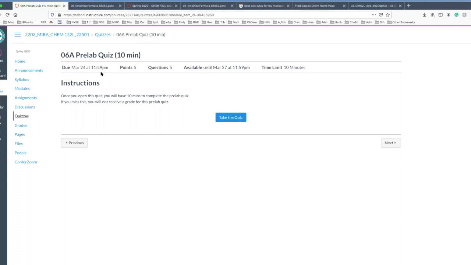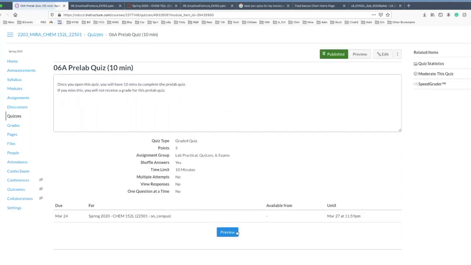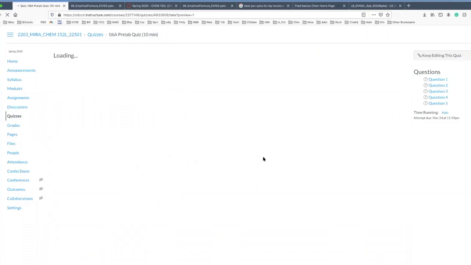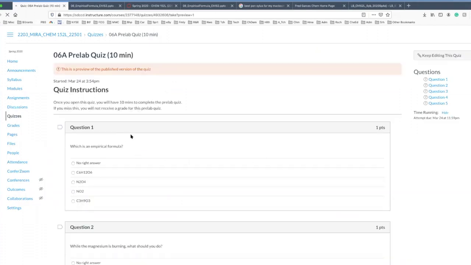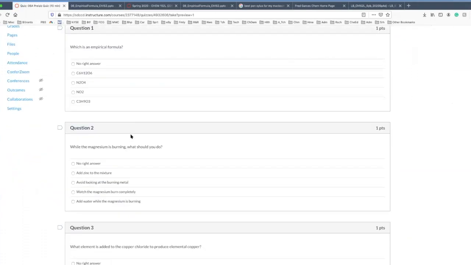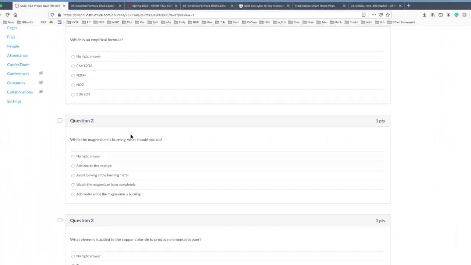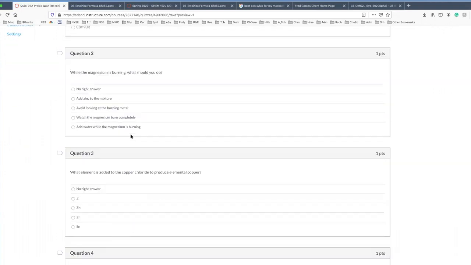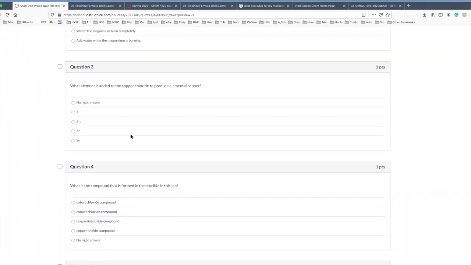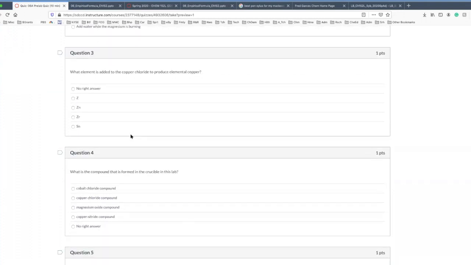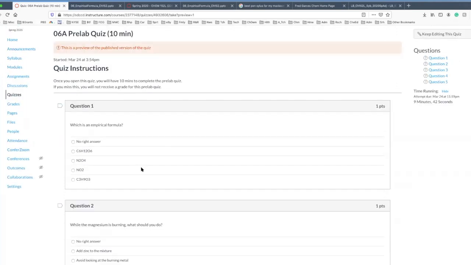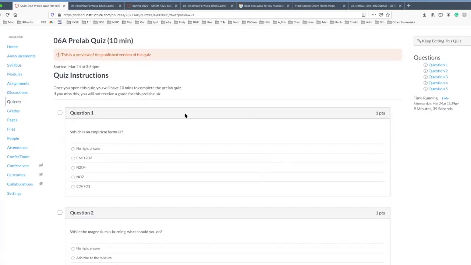So again, it's basically 5 or 6 questions, it's multiple choice. Let me just give you a preview of what it looks like. This is basically what the quiz will be. What is the empirical formula? While the magnesium is burning, what should you do? What element is added to the copper chloride to produce elemental copper, etc. Okay, this is the post-lab quiz that you guys will see.